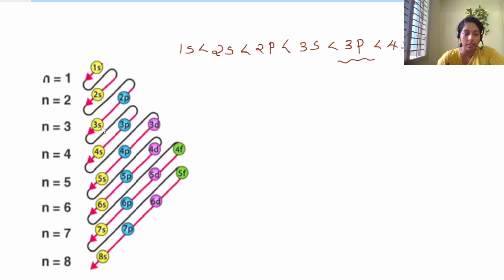See, in this diagram it is also clear. 1s and then 2s, 2p. So we can write: n equal to 1 has only one subshell, 1s. 2 has two subshells, 2s, 2p, and 3 has three subshells, 3s, 3p, 3d, and see 4s, 4p, 4d, 4f, and 5. As I told you, actually 5g is also there, but now we are not using it.